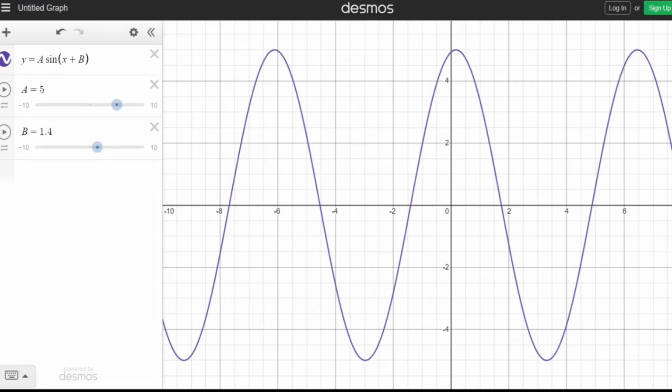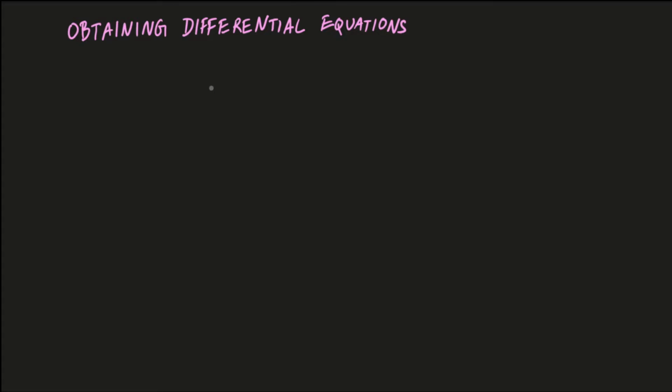The question that now comes to mind is, how do we get these differential equations? And that's what we're going to answer this time. To get the differential equation for a family of curves, we need to get rid of the constants in the equation. For example, let's say you have the equation for a circle. x squared plus y squared is equal to r squared.